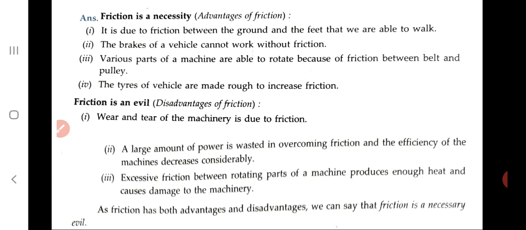So friction has both advantages and disadvantages, and that's why we usually say friction is a necessary evil. Friction as a necessity and friction as an evil. What are the advantages and disadvantages of friction? All the points we have discussed, just go through that.